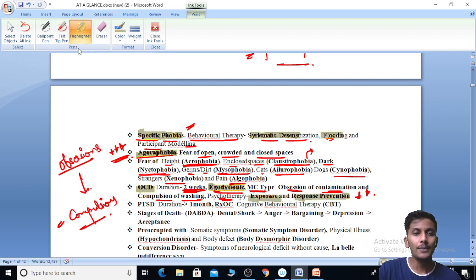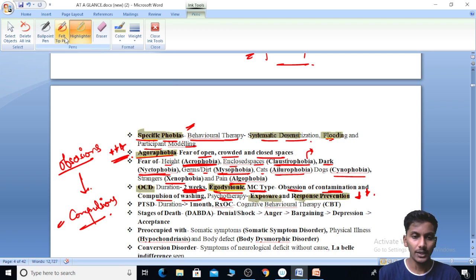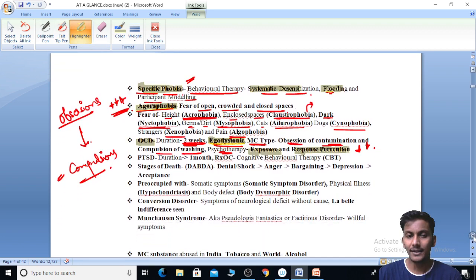Okay. You ask the patient to make his hands dirty in the soil itself, and then you ask the patient to stop, not to wash his hands for a longer period of time. Though the patient is getting repetitive thoughts in mind, then also you are preventing the response. So this is exposure and response prevention, which is the psychotherapy usually preferred in cases of obsessive compulsive disorder. Okay, got it? Important one. Now moving further, guys, to next one, that is post-traumatic stress disorder.